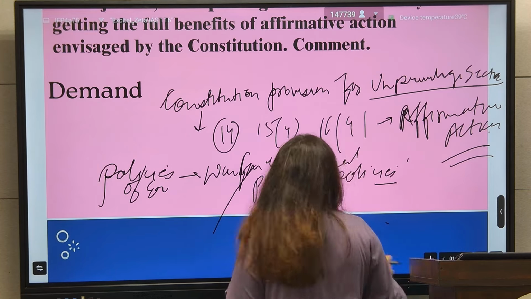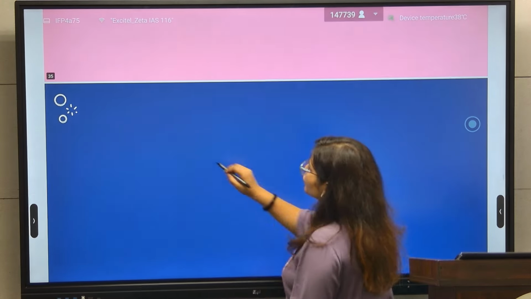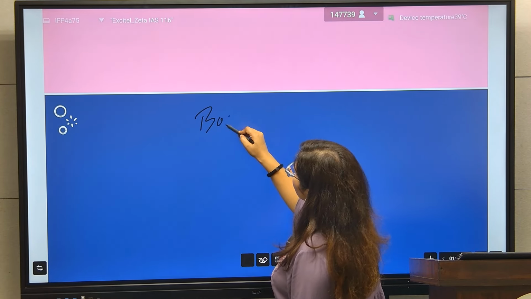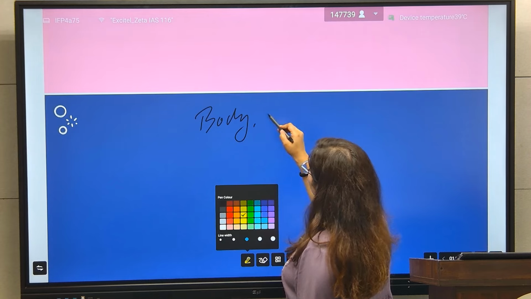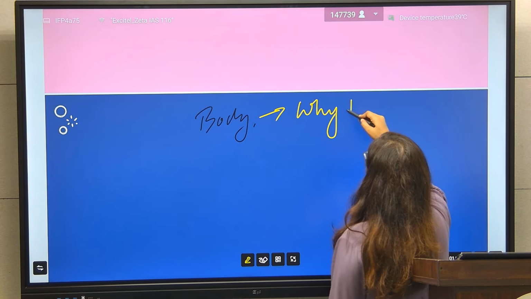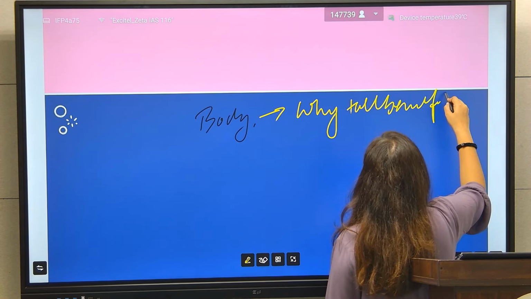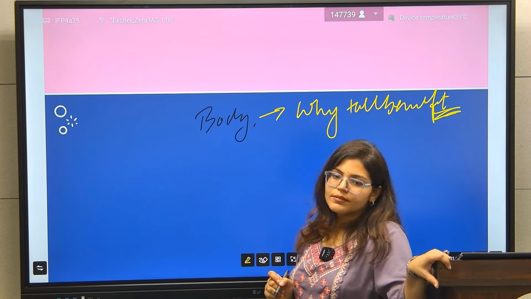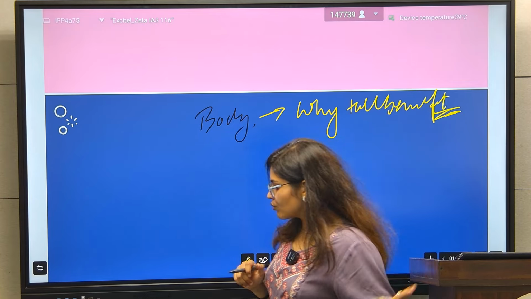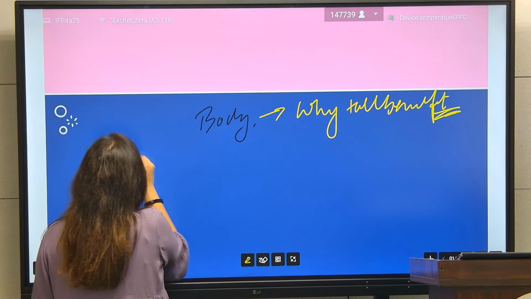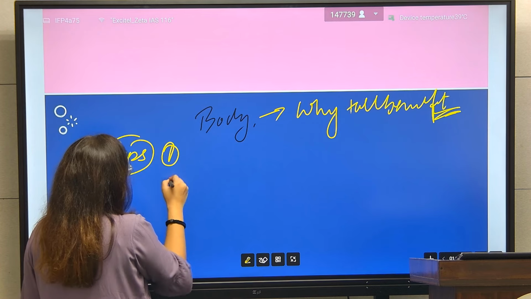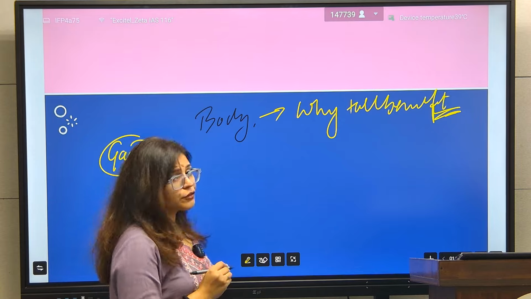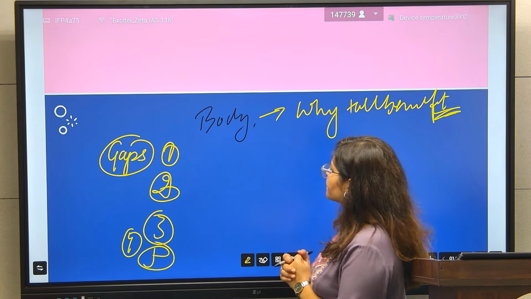For the body part, why are full benefits of these policies and constitutional provisions given to the underprivileged section not reaching them? So there are some gaps. What are these gaps? You have to write 4-5 points on these gaps.